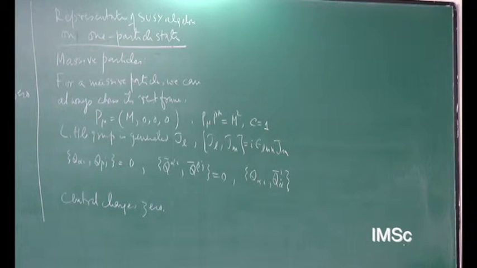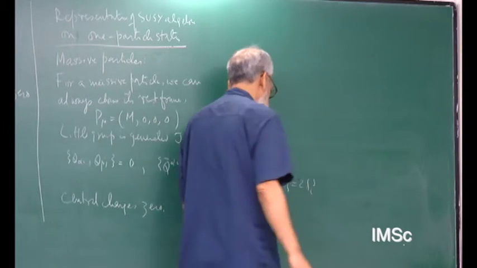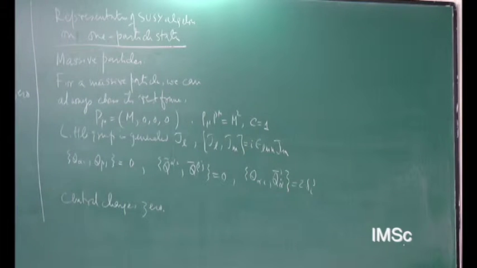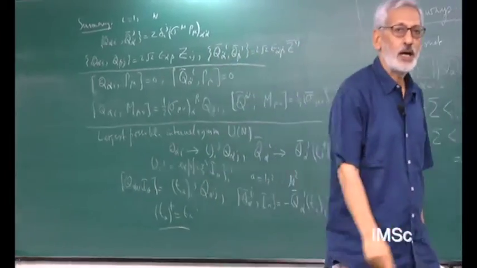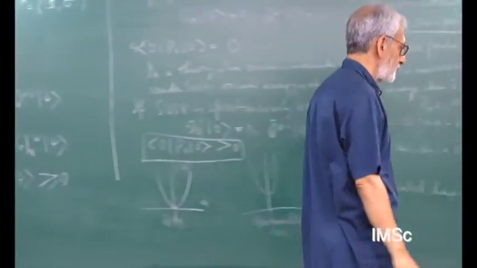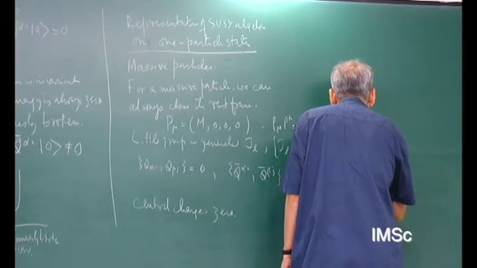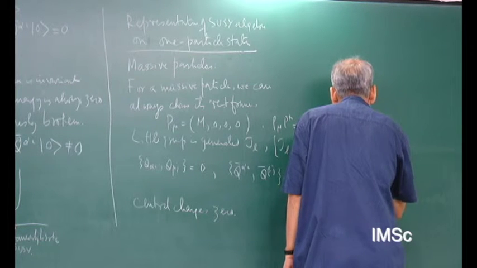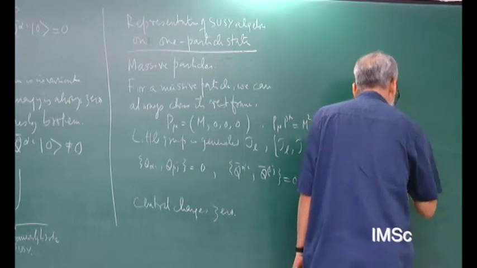From here, let me put 2 delta ij, then I have sigma mu times p mu, and for the p mu for these particles has only first component, so it's sigma 0, and sigma 0 is an identity matrix. So if I put alpha up here, j here, alpha alpha dot times m, p0 is m.